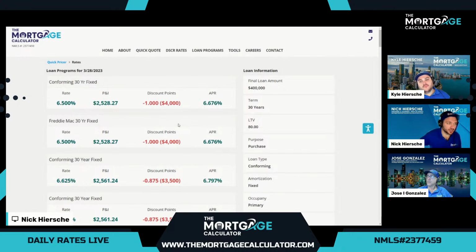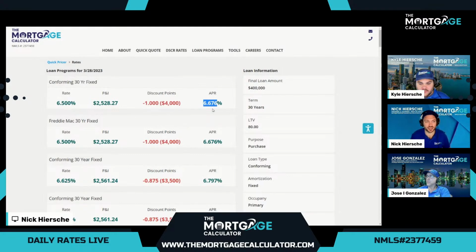So pretty much the same as yesterday, a little bit higher. Obviously, we've seen the markets going back up a little bit here, but we have a 6.5 rate for one discount point cost, pretty much the same as it was yesterday. The final APR here in this example is 6.676.